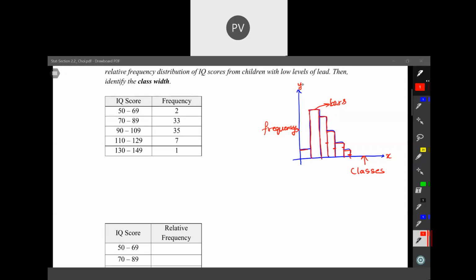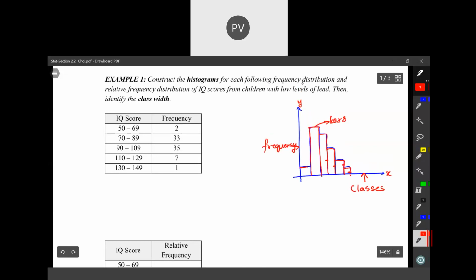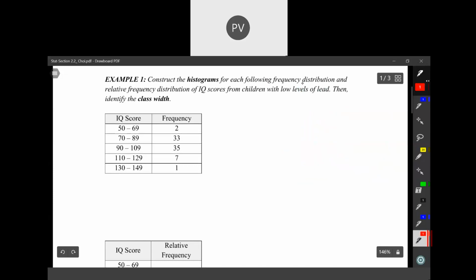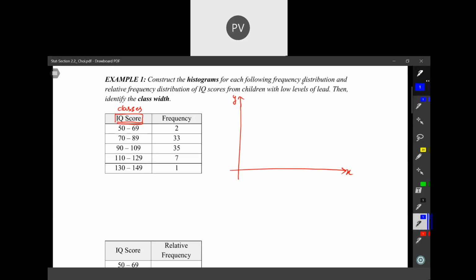Okay, so let us learn about this from example 1. Here we have the x-axis and y-axis, and as I said, these are called classes. These values must be plotted on the x-axis, whereas the frequency will be plotted on the y-axis. Now, if you look at the values here, it is like 50, 69. There are two values in one class. So how do you plot this? You cannot plot two points on the same portion.